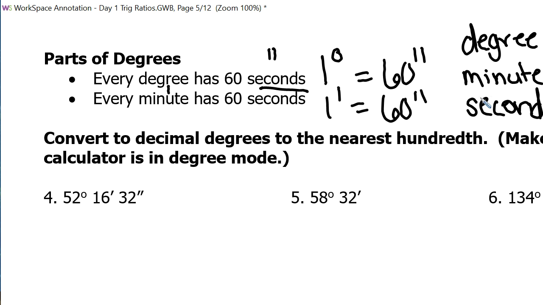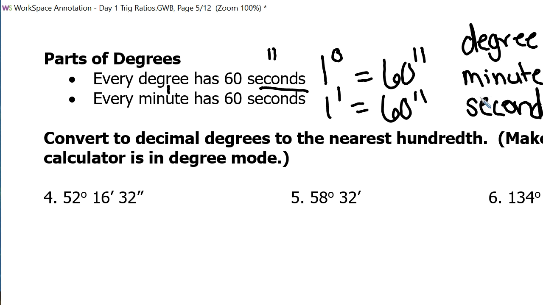And then for the seconds, you need to hit alpha. And alpha is the green button. So hit alpha and then the plus sign. So make sure what you typed in looks exactly like what you see on the paper. So 52 degrees, 16 minutes, 32 seconds.